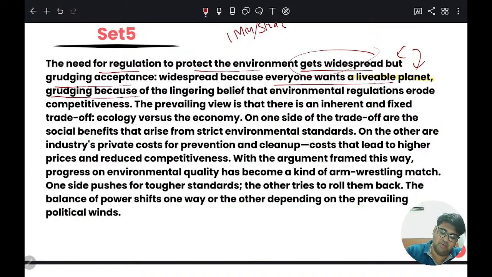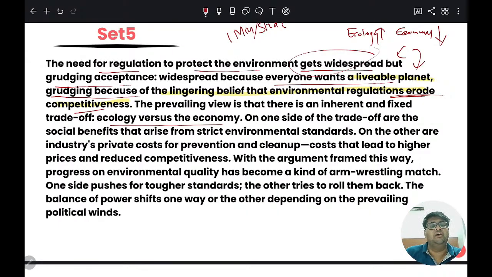Grudging because, why is it grudging? Lingering belief that environmental regulations erode competitiveness. It's grudging because environmental regulations erode competition. That is why it's grudging. The prevailing view is that there is an inherent and fixed trade-off of ecology versus economy. Like when you favor ecology, then the economy goes down. That's a trade-off. One goes up, the other goes down.